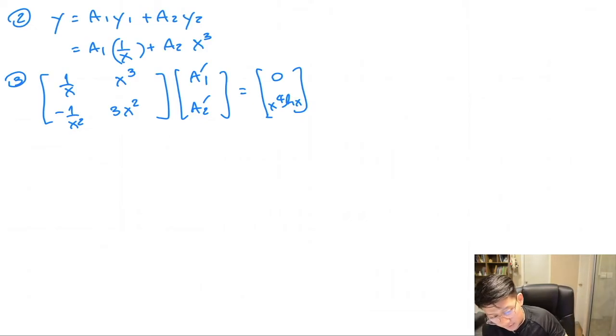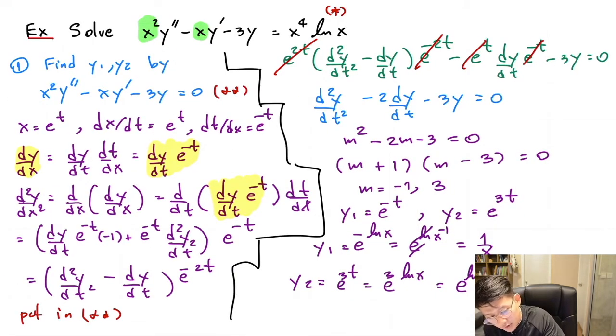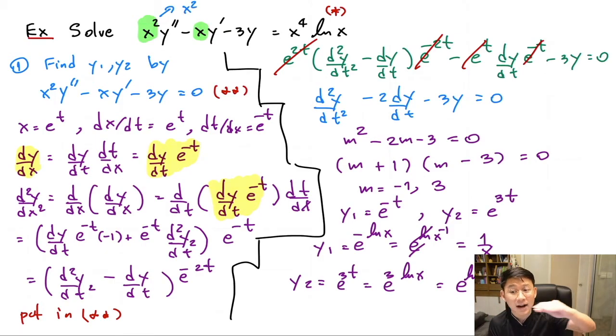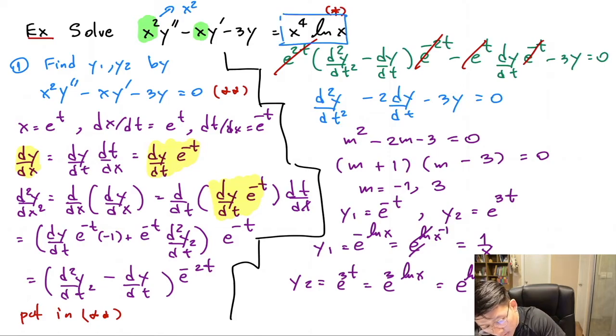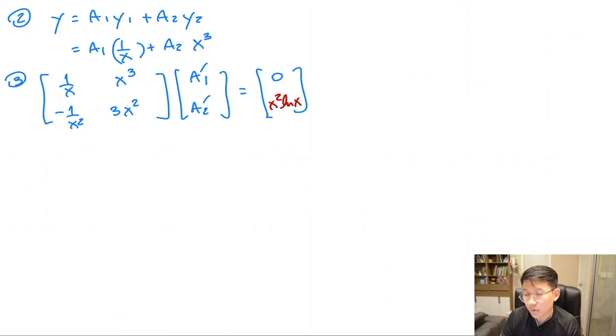Because here, if you look here, the coefficient here is x squared. Right? So we need to divide the whole equation by x squared. Okay? So r here would become x squared log x. Make sense? So r here is not x to the 4 log x. It should be x squared log x. Okay? Does it make sense?